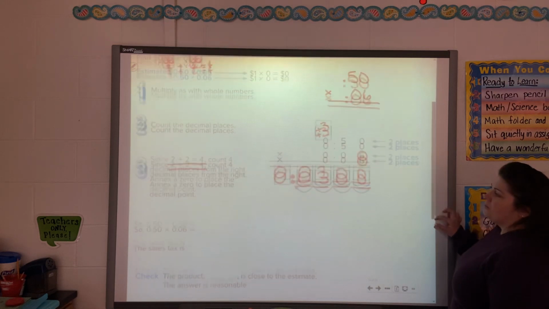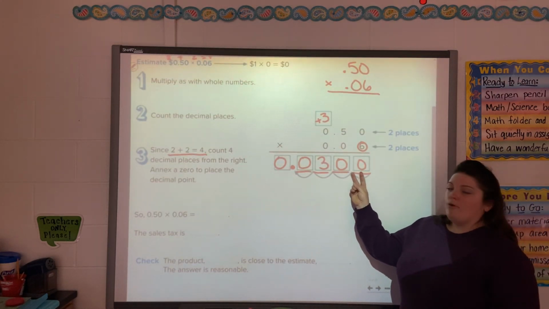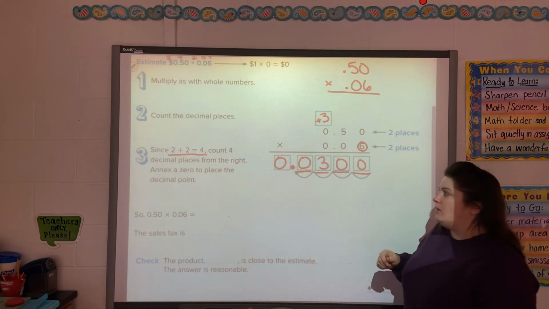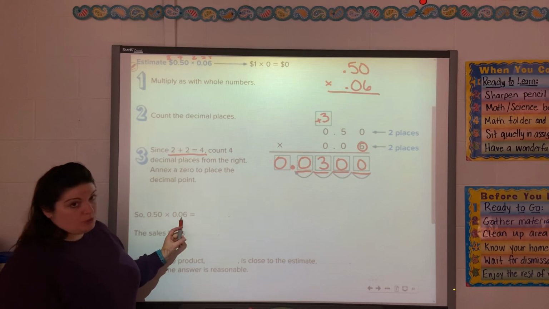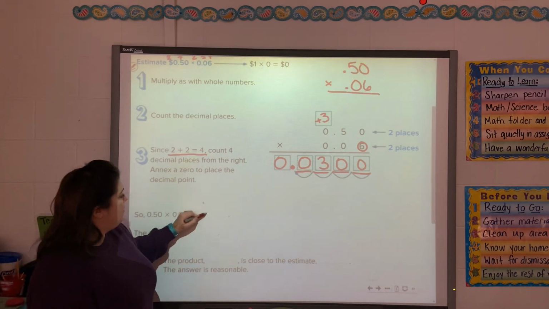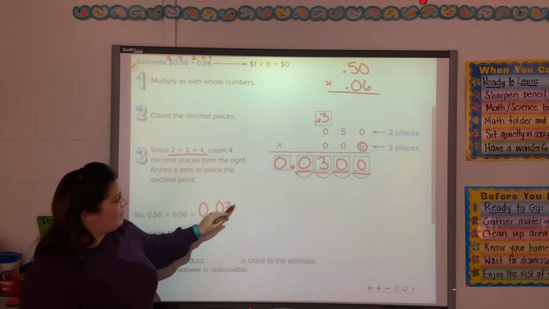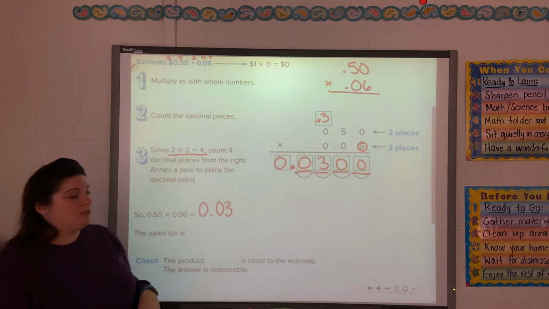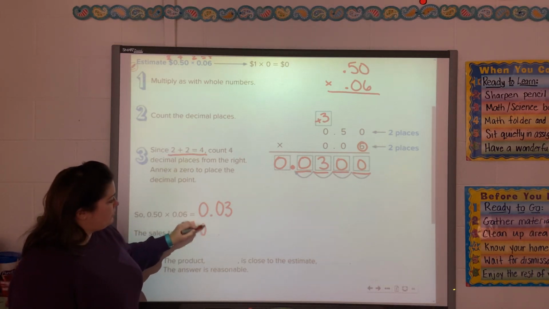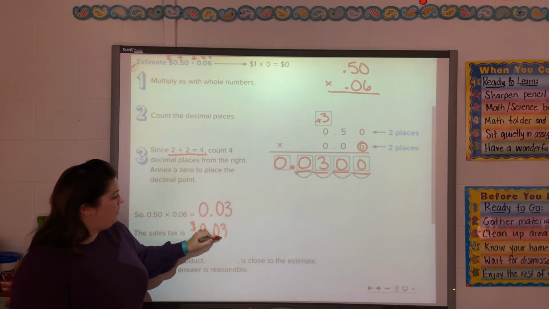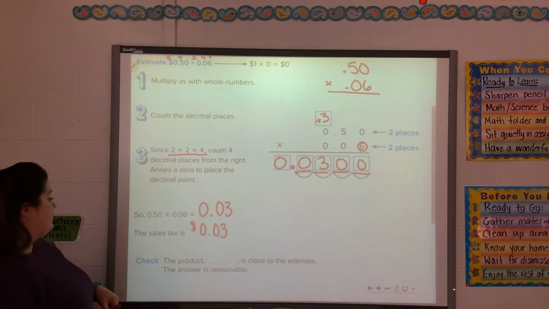Now remember that the zeros at the end of a decimal, far to the right, can fall off. You don't need them. So 50 cents times 6%, or 6/100, is 0.03, and I took off those 2 extra zeros, so it makes sense. So the sales tax is 3 cents. So he will pay an extra 3 cents in tax for that guitar pick.